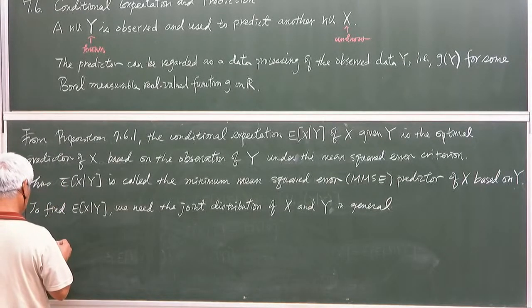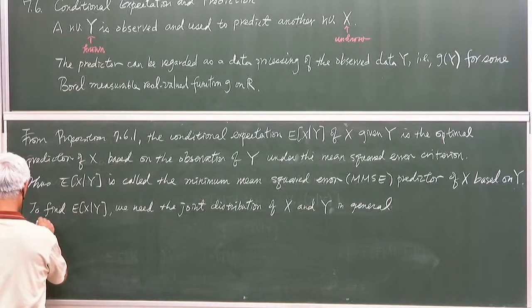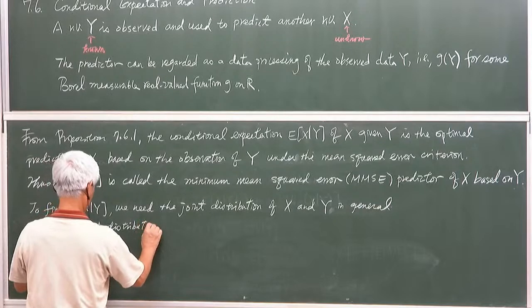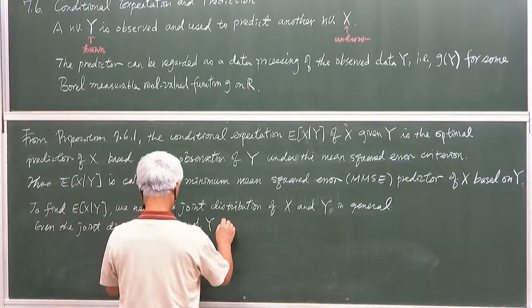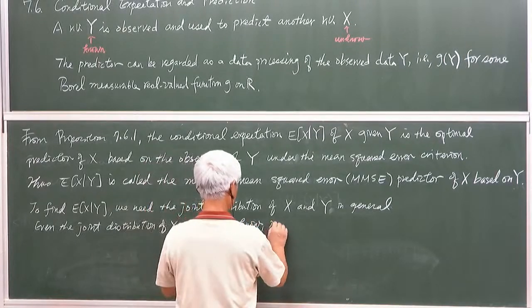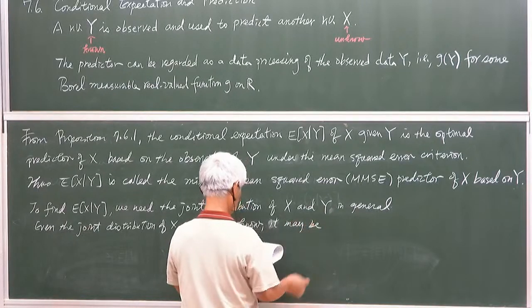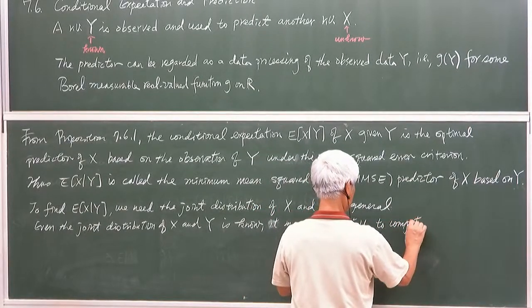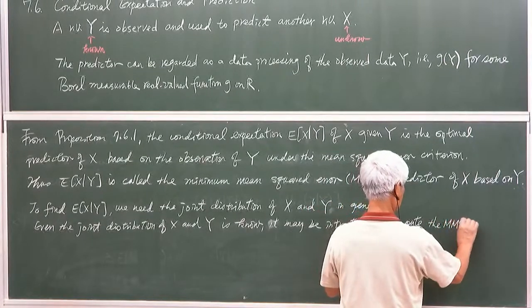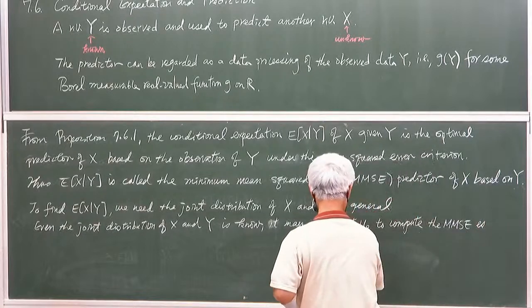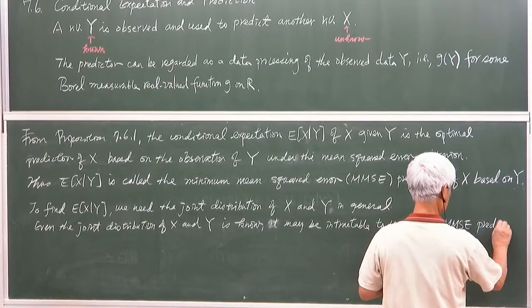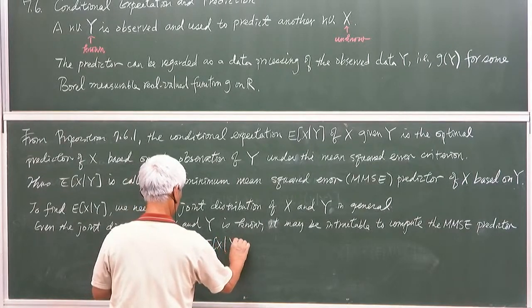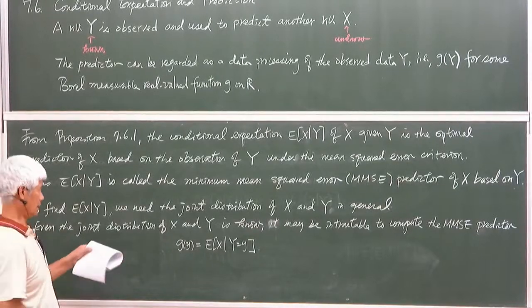And even if the joint distribution of X and Y is known, it may be intractable to compute the MMSE estimator or predictor g(Y). So you may not know that.